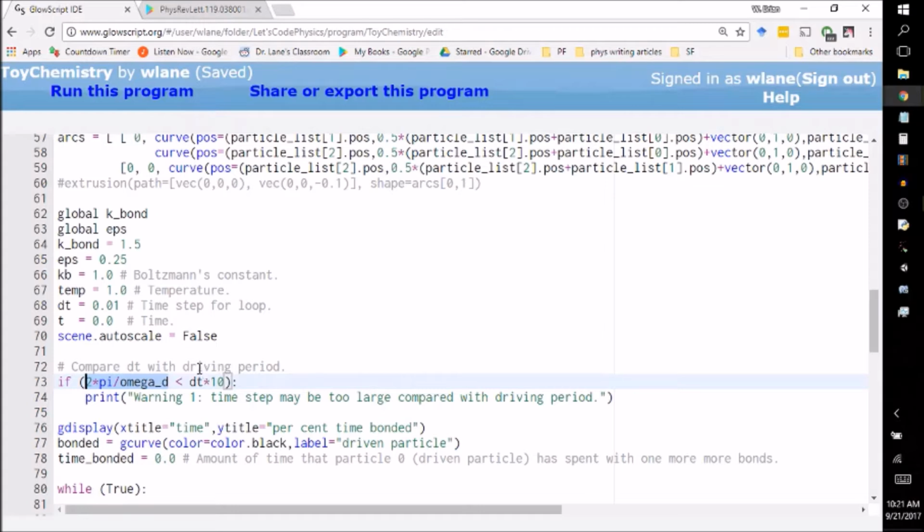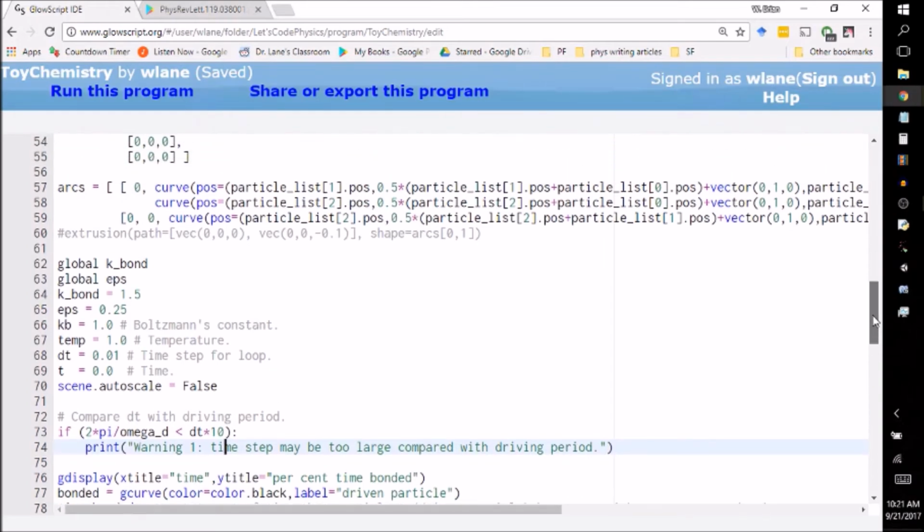You don't want to have dt comparable to the driving period, or it's essentially constant. You definitely don't want it to be larger than the driving period, or else you're picking out points along that sinusoidal function kind of randomly. So if we ever change omega d or dt to break this, the safety mechanism will print a single warning that the time step may be too large. Then we need to either decrease the time step or increase the driving period, meaning decrease the driving frequency. So that's pretty cool. I'm happy with that.